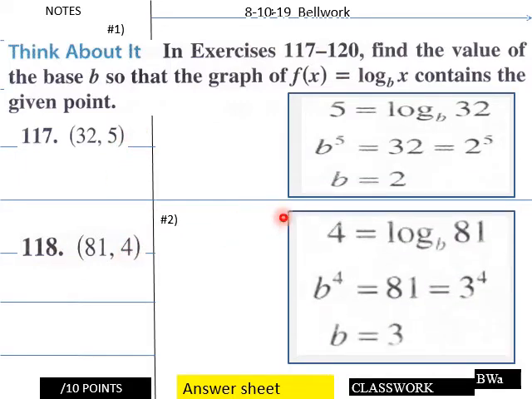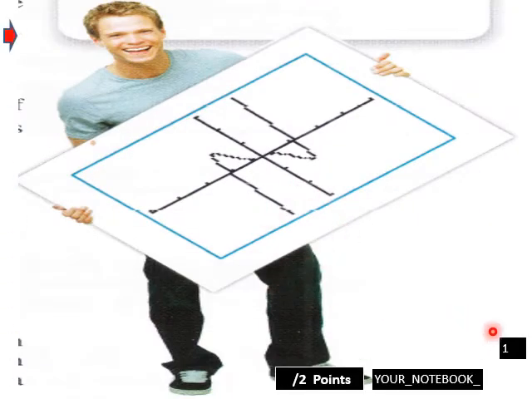Then for 118 here, 4 is our f of x, and then log base b of 81. So b to the 4th power will equal 81. So what to the 4th power will equal 81? Well, it will equal 3. 3 to the 4th power will equal 81. So there's the work. Let's get into our lesson today.